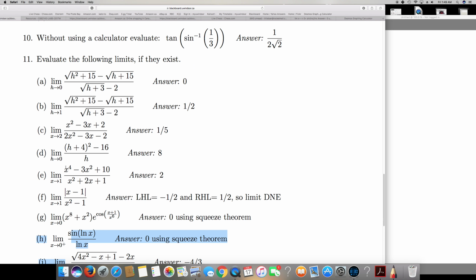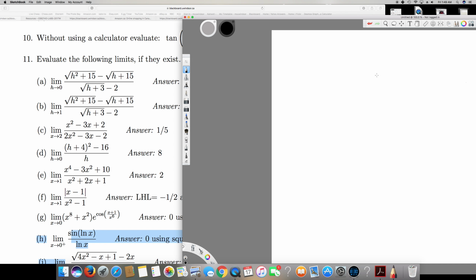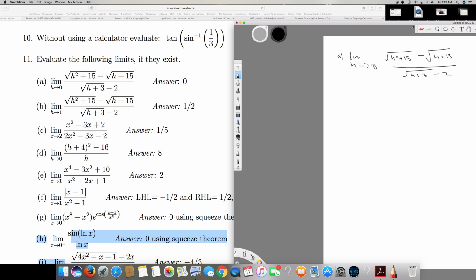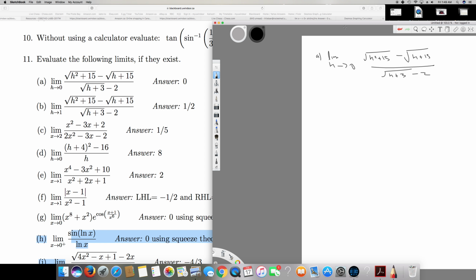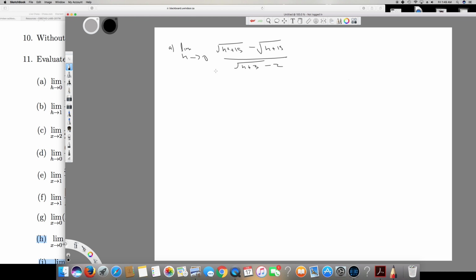Next is limits. We have lots of questions on limits. The first question is: as h approaches 0, the limit of (h squared plus 15 minus h plus 15) over (square root of h plus 3 minus 2). This is the limit, and h is approaching 0. The answer is given as 0. So let's see how they found that answer.